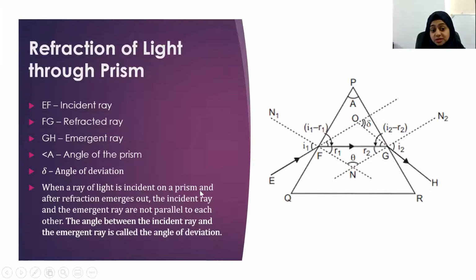When a ray of light is incident on a prism and after refraction emerges out, the incident ray and the emergent ray are not parallel to each other. See, incident ray is in this direction, emergent ray in this direction.